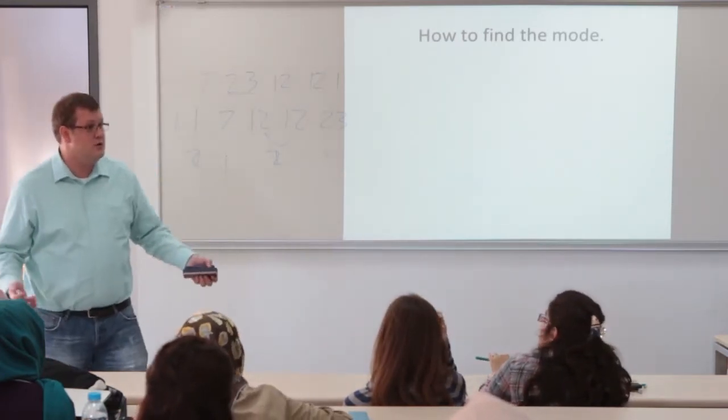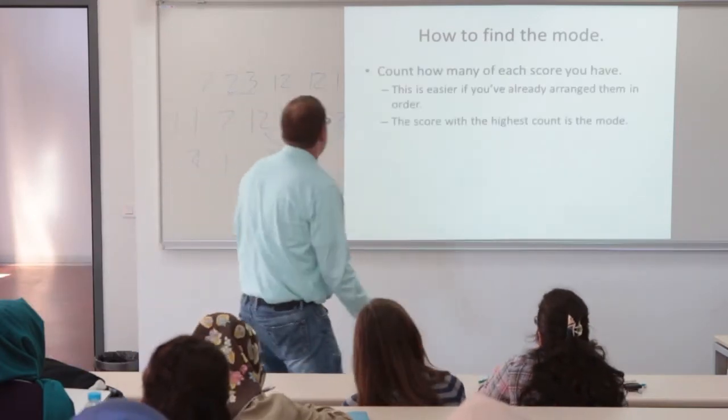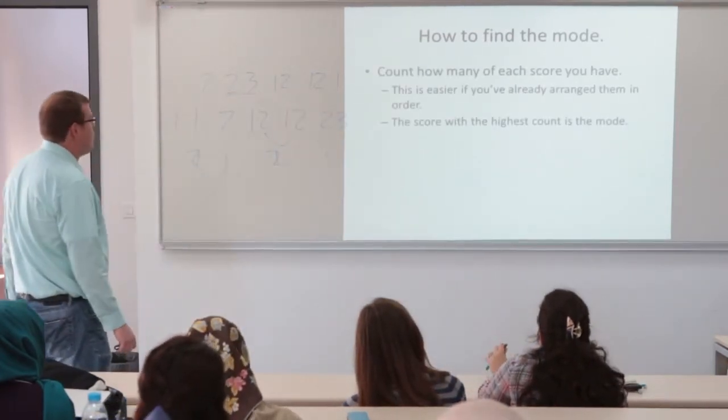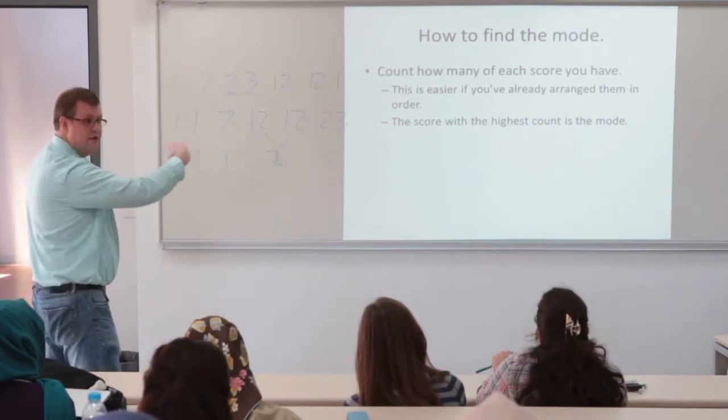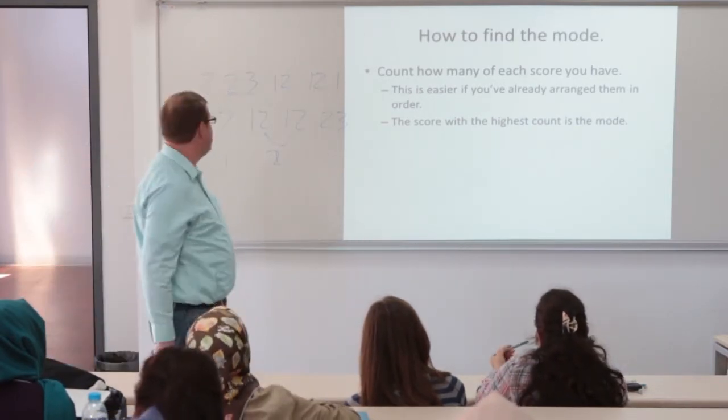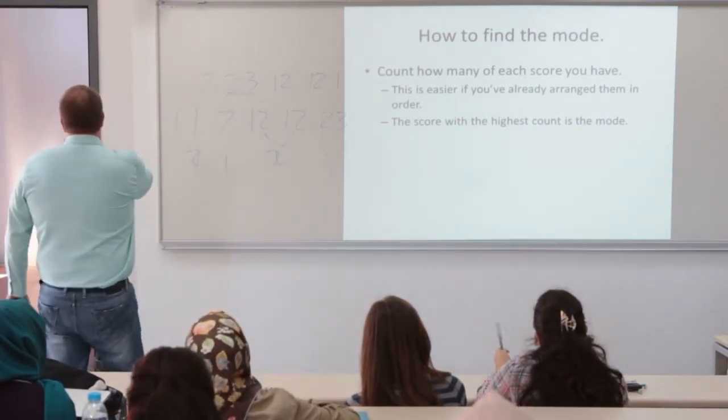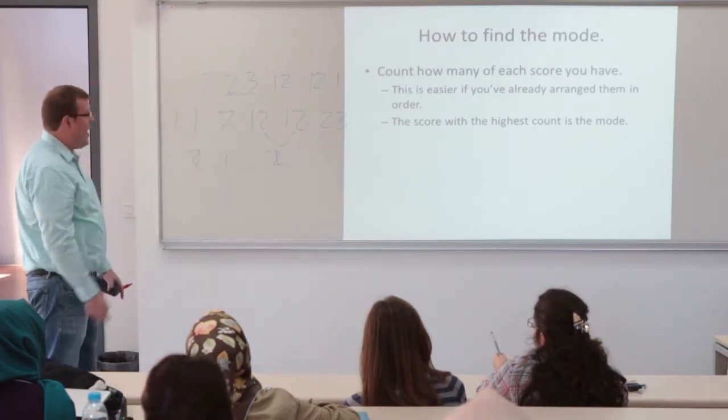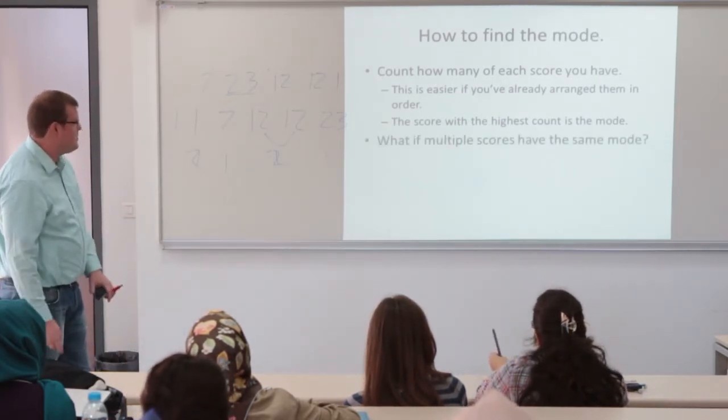Now what would happen if we had 2 1s? We have 2 modes, right? So we can count how many of each score that we have. This is a lot easier to do if you've already arranged them in order to find the median. And then, excuse me, the score with the highest count is the mode.